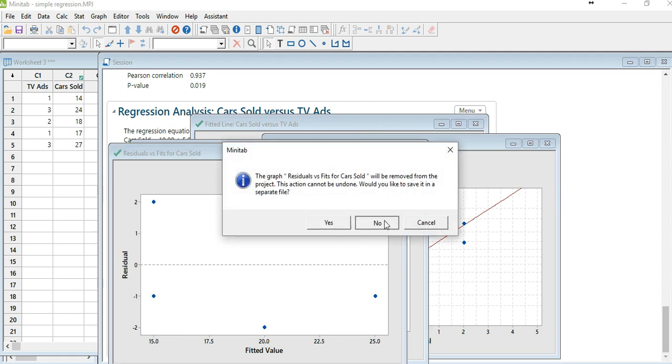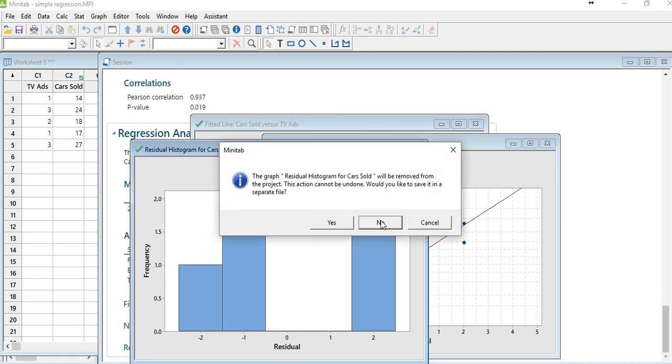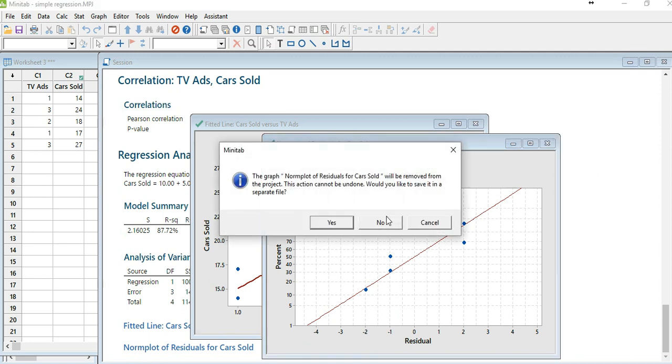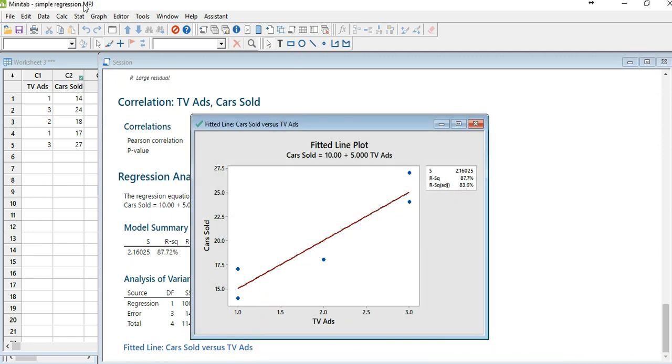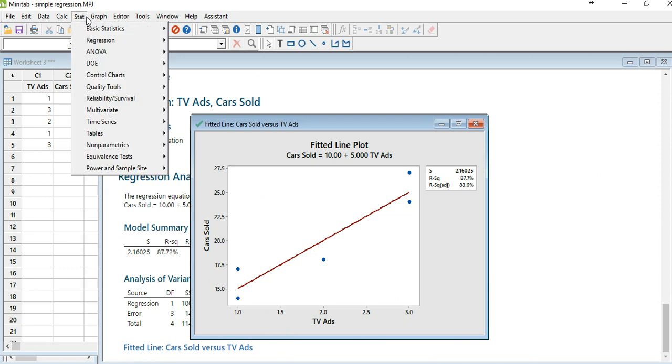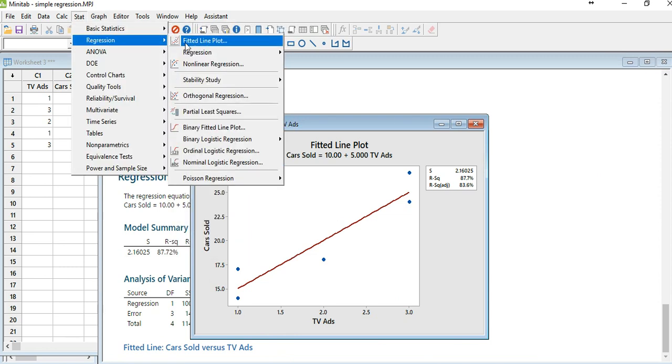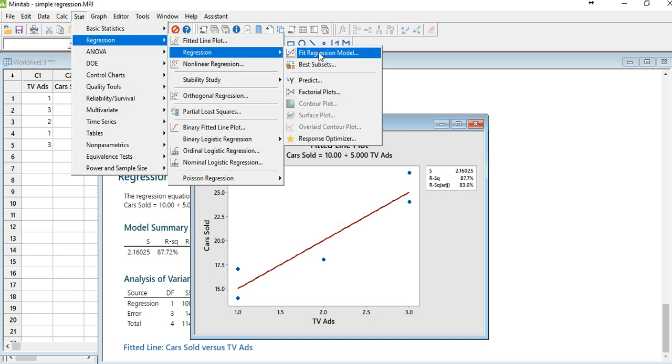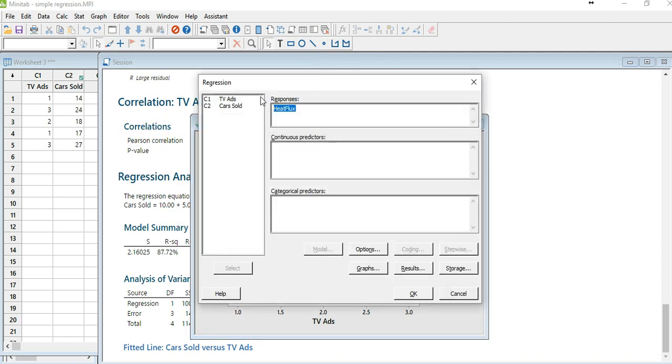So let's close all these. Okay, alternatively, you can also use Regression, Fit Regression Model. Okay, so in this case, it's more general because you can have more than one predictor, or more than one independent variable, or variable correlated to the cause.